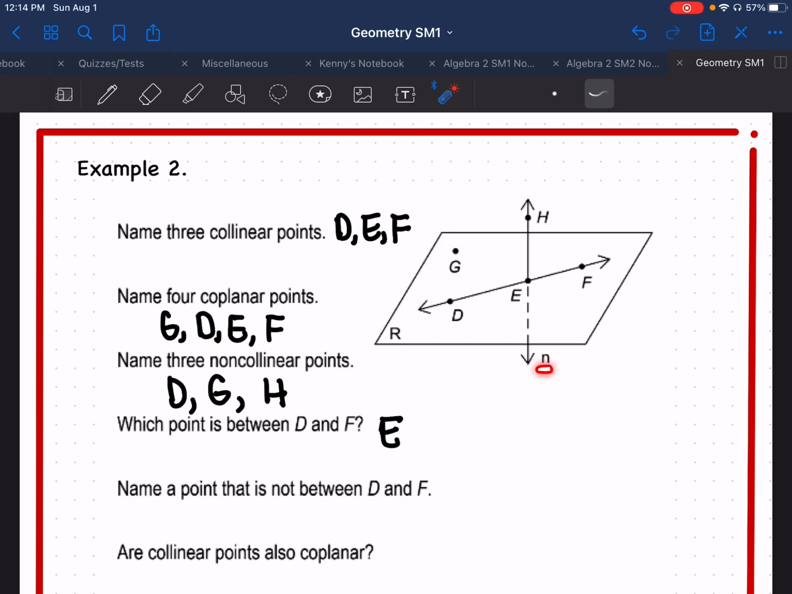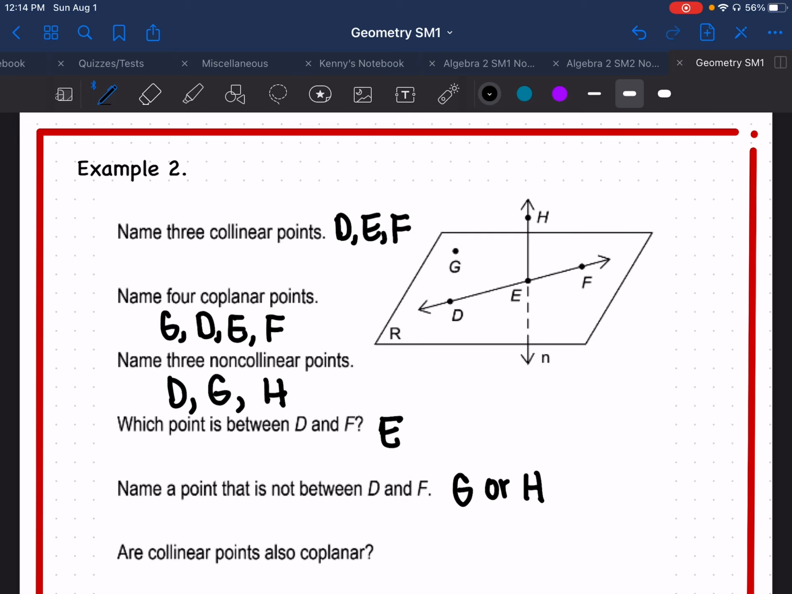Now, you might be thinking, Miss, what about N? Well, this N is here to help us name this line. Notice that this line, we could call it HE, but then we might want to call it just line N. And so if you see a lowercase letter next to a line, that's another way that you can name that line. It's not always used, but it can be used.